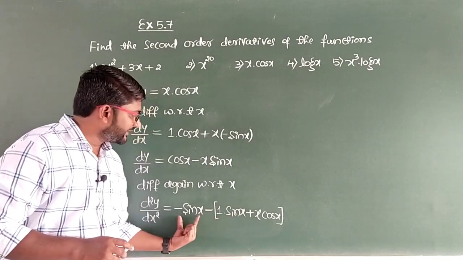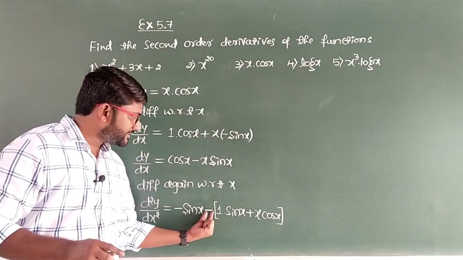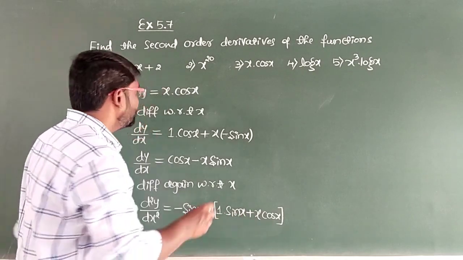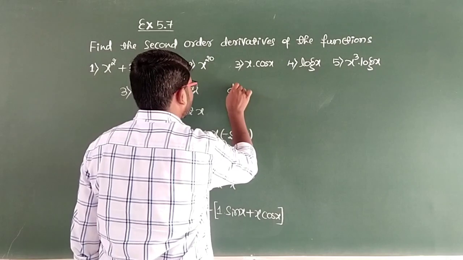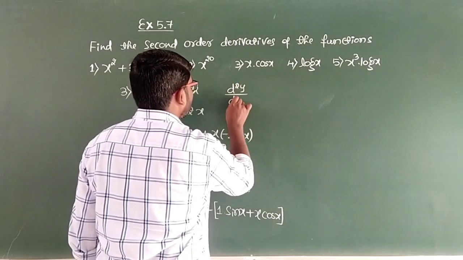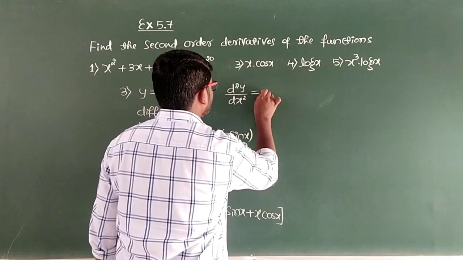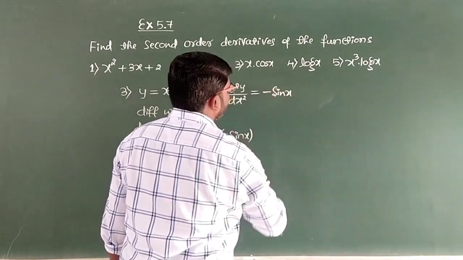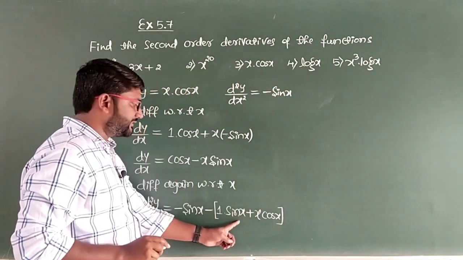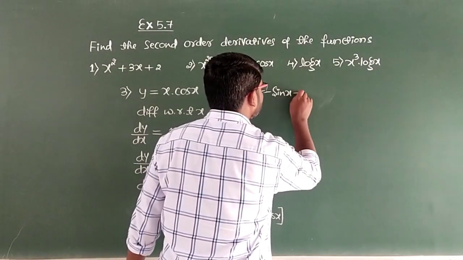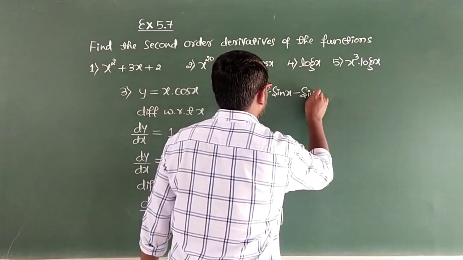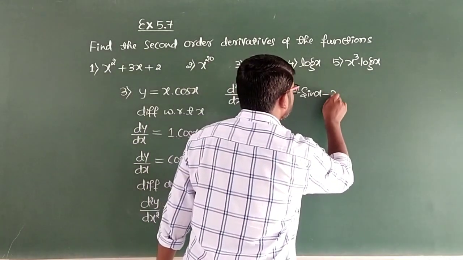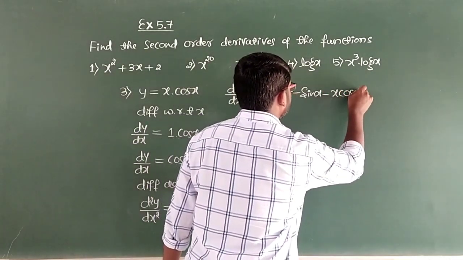So here minus sin x, I will be writing it as it is, then this minus sign will be multiplied to the first term and to the second term. So d square y by dx square minus sin x, write it as it is, then 1 into sin x, it will be sin x, and we have the minus sign, so we get minus sin x, and then we get minus into plus, it will be minus x cos x.